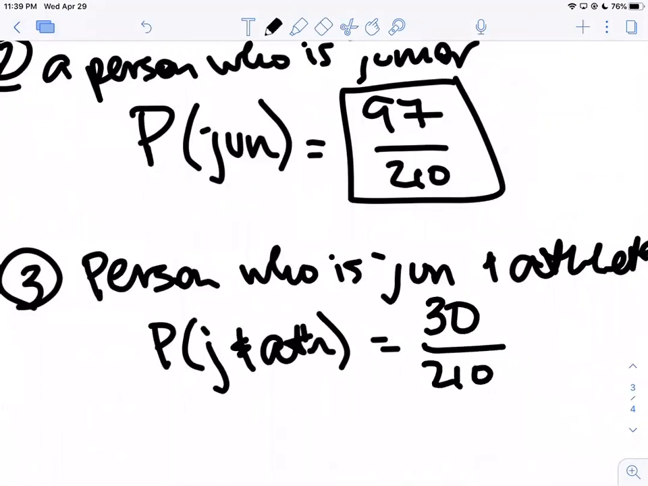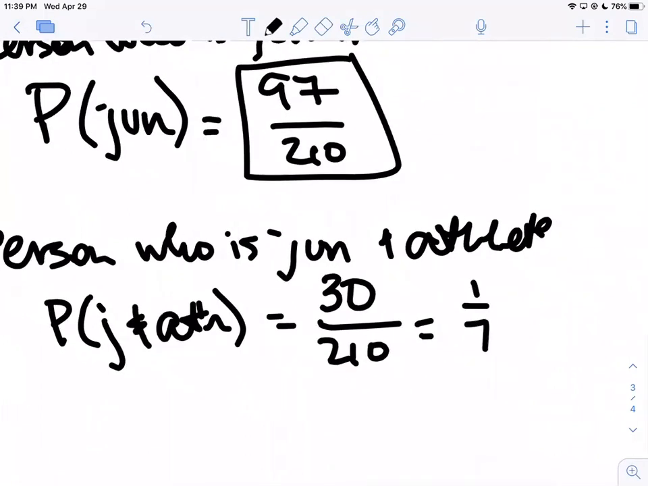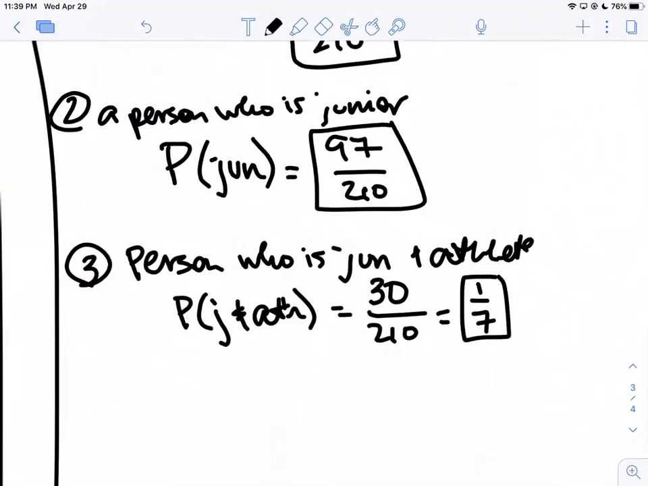I am going to simplify this one. I was too lazy to see if the other one's simplified, but this one's too obvious. It's going to drive me crazy. 1 out of 7 students is going to be a junior who is an athlete.